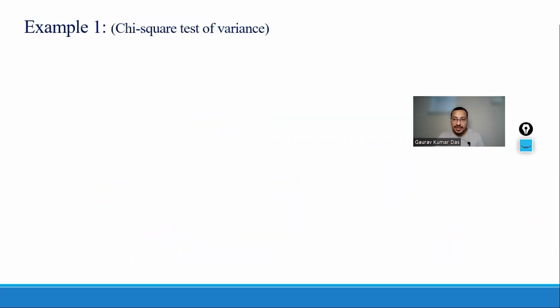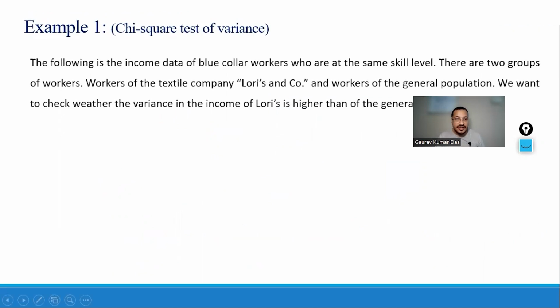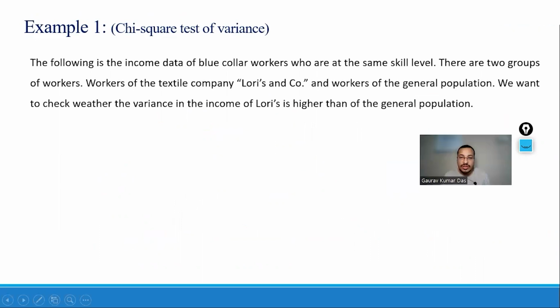Okay. Now let us take an example of chi-square test of variance. The following is the income data of blue collar workers who are at the same skill level. There are two groups of workers: workers of the textile company Lorries and Co., and workers of the general population. We want to check whether the variance in the income of Lorries is higher than that of the general population.